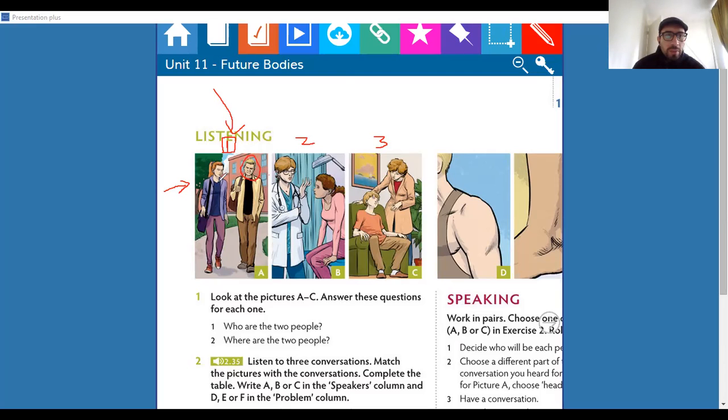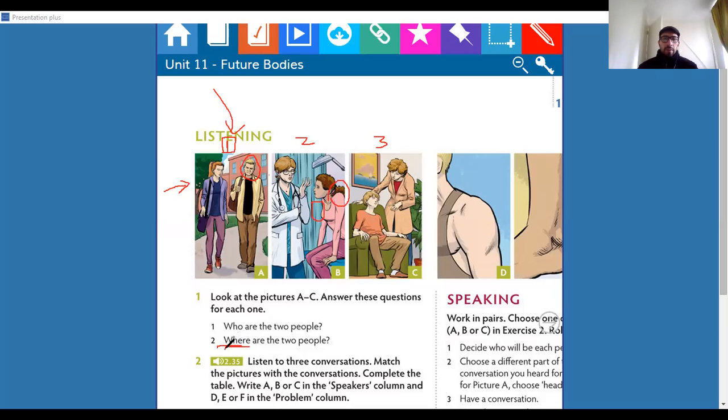Please use a microphone this time. Leonor Castillo. Hi. The shoulders. Oh, okay. And where are they, Leonor? Where are they? In what place? Okay, so you say the shoulders. Okay, good. But where are they?